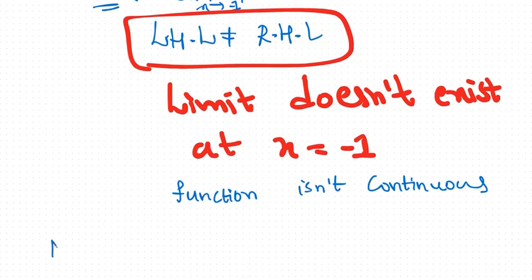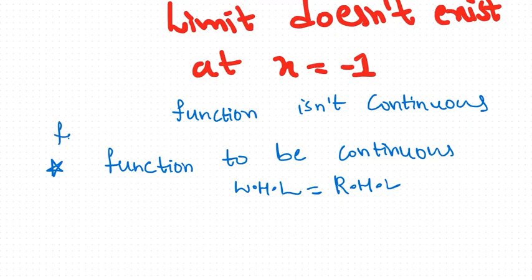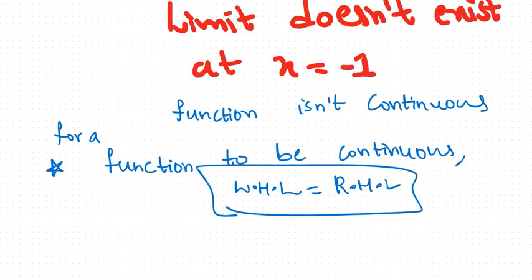So for a function to be continuous, what should be the case? LHL equals RHL. That's it. The left hand limit should be equal to the right hand limit. For a function to be continuous, this is the concept we use. It is the same as the limit, but this is the main concept for continuity.